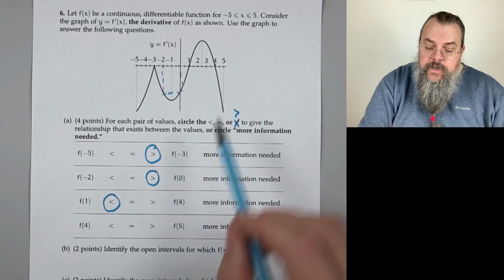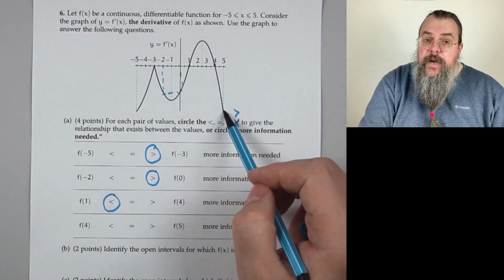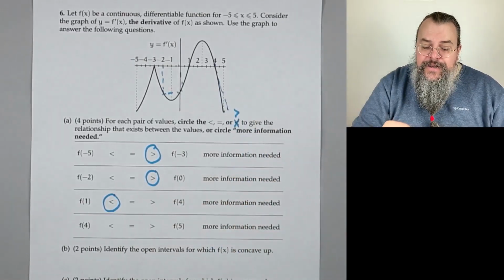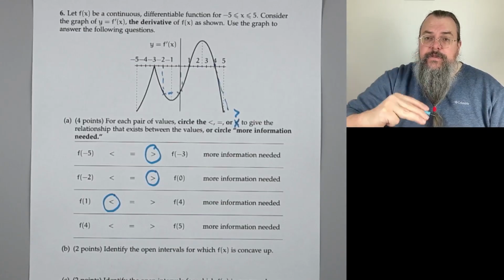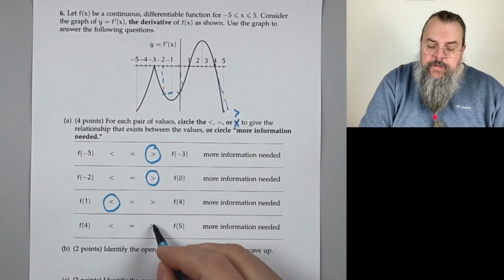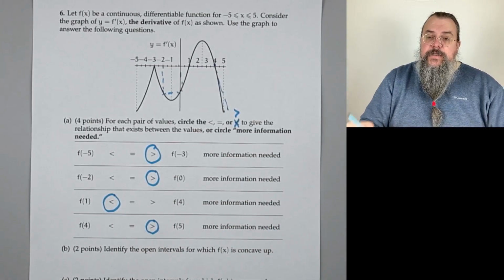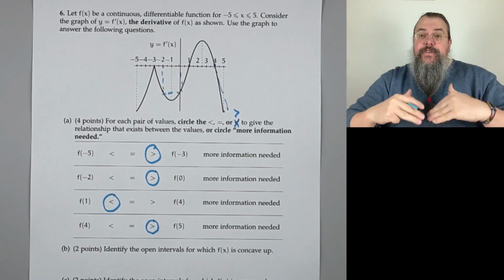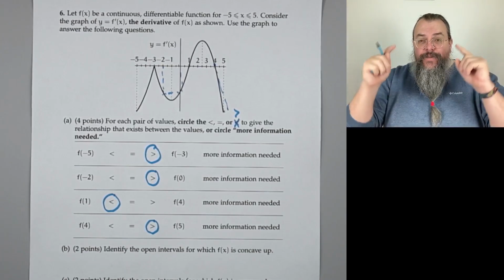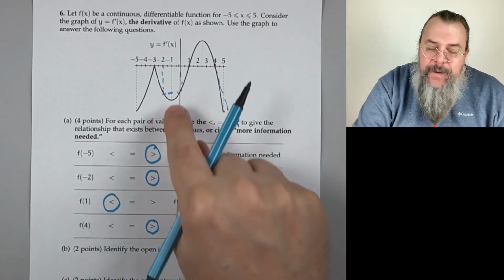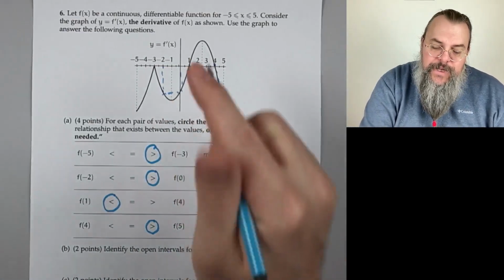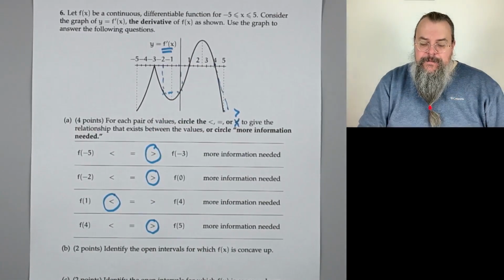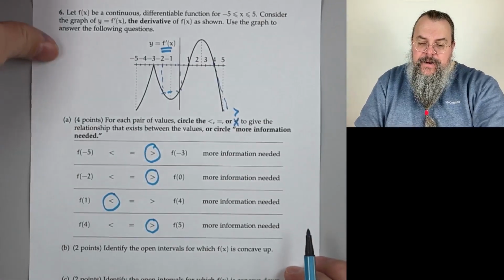All right, last one, f of 4 versus f of 5. Well, our derivative is negative here. Well, that means we're going down. If we're going down, so if f of 4 is here, f of 5 is there, f of 4 is bigger. So this is kind of testing us on two things. Do we understand how the sign of the derivative tells us up or down? And can we be careful and not be tempted by this picture too much? Make sure we understand that this is indeed f prime, not f. They have different characteristics. All right.